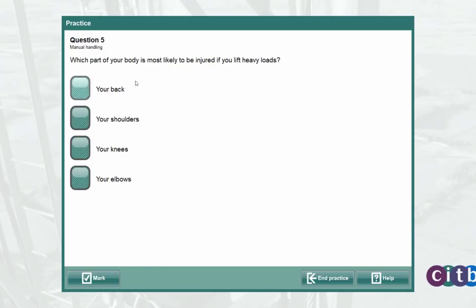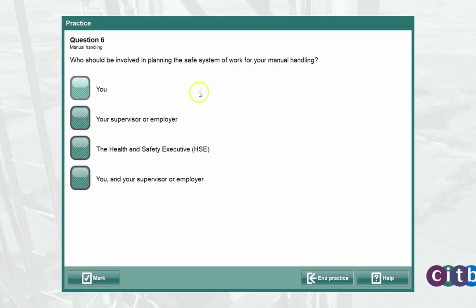Which part of your body is most likely to be injured if you lift heavy loads? Your back, your shoulders, your knees, your elbows. Who should be involved in planning the safe system of work for your manual handling? You, your supervisor or employer, the Health and Safety Executive, HSE, you and your supervisor or employer.